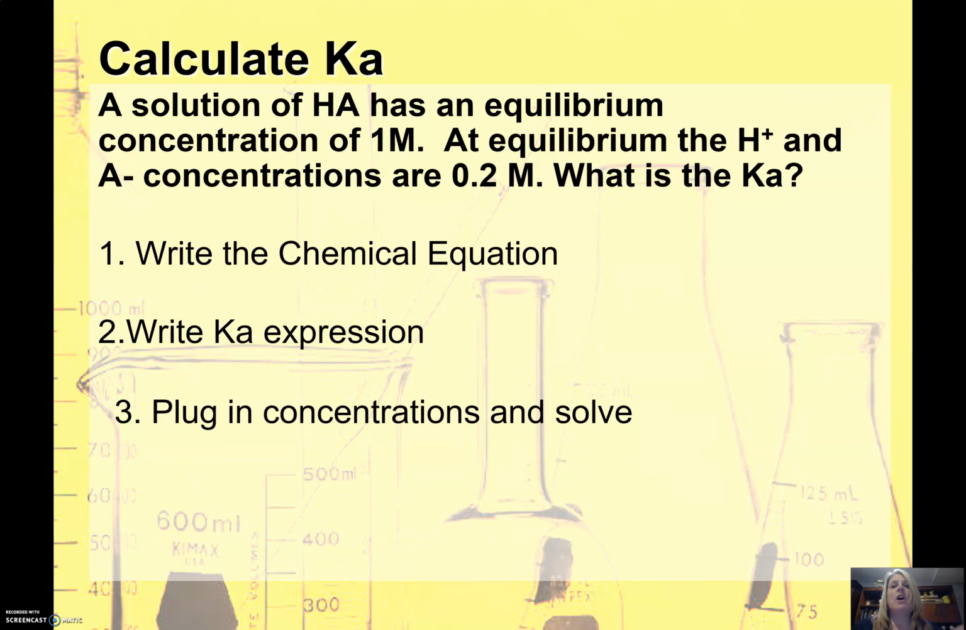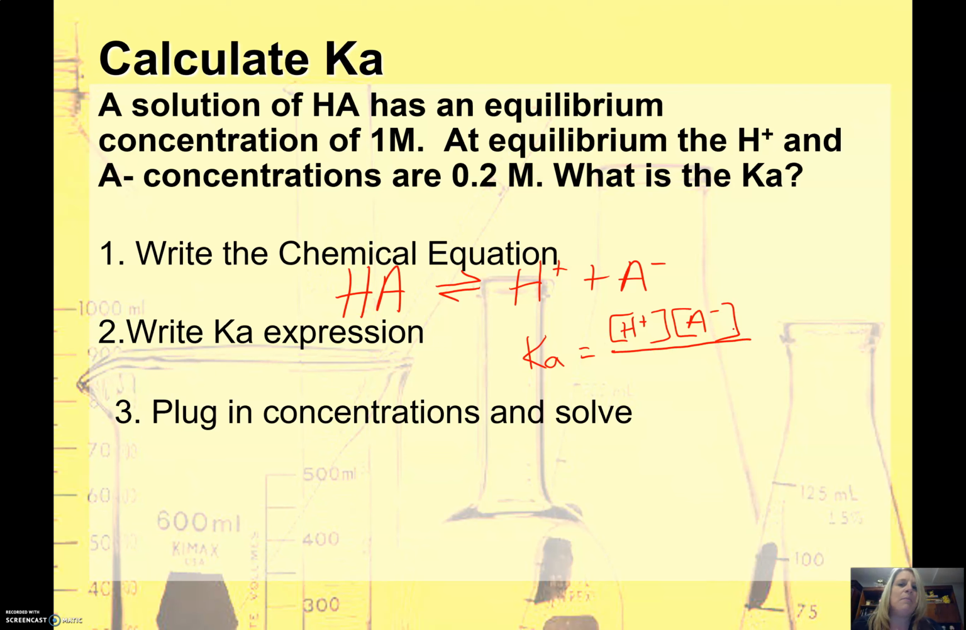All right, so step 1, write the equation. We're going to take our HA. We're going to make our double arrows. Weak acid means that it's a reversible reaction, and that produces H plus and A minus. Now, if you don't put the pluses and the minuses up there, that's fine. It's not super important to the calculation of Ka. Then we're going to write our Ka expression. So we're going to put brackets around our H plus and brackets around our A minus. Remember, these are multiplied together, so don't put a plus in between them. And then on the bottom is our HA.